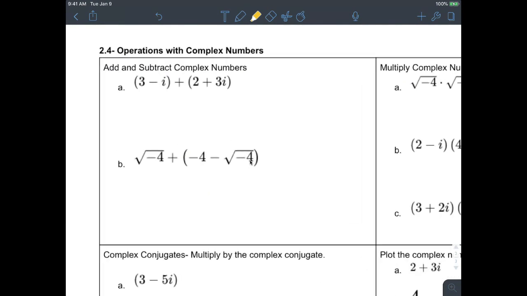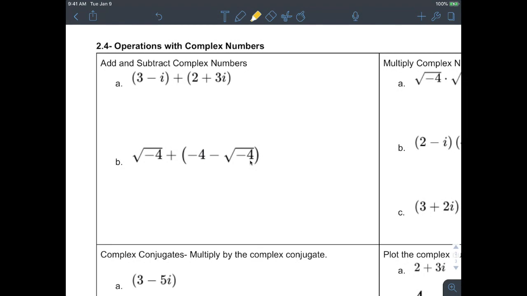We're going to do some complex number maneuvering here. Okay. So first we're going to add and subtract. Go ahead and pause and try these on your own. Here's what I got. 3 plus 2 is 5, and negative 1 plus 3 gives me positive 2i. The next one, I see that these cancel, plus and minus, so I just get negative 4.